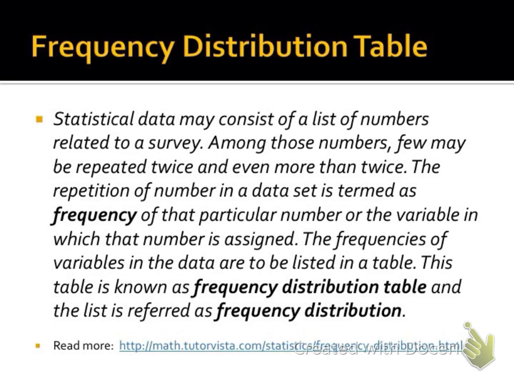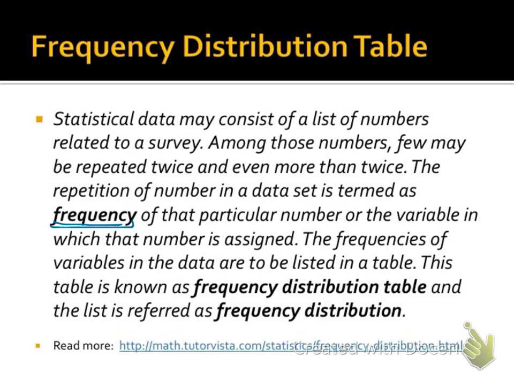You really need to have a frequency distribution table before you can do any kind of histogram. Okay, so we start with the table, and it says statistical data may consist of a list of numbers related to a survey. Among those numbers, a few may be repeated twice and even more than twice. The repetition of a number in a data set is termed as frequency.